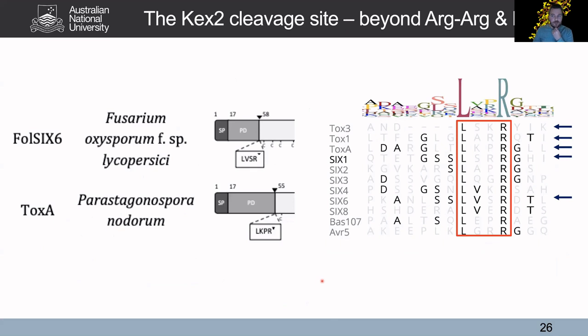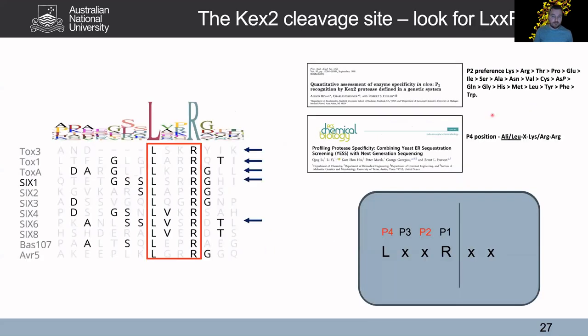But I think what was interesting to us and a little bit of a surprise was that FOL6-6, which has an SR region, and also TOX-A, which has a PR, was also cleaved by KEX. And when we started to look at more effectors, what we started to notice was this LXXR type motif at the N-terminus of a whole heap of different secreted effectors. For a lot of the effectors that had been identified, either a KR or an RR had been hypothesized to be cleaved by KEX.